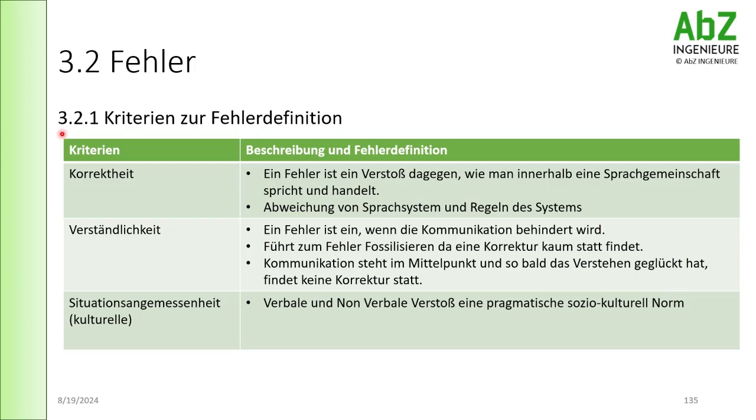We next move on to Kriterien zur Fehlerdefinition. So for classifying something as an error, we have certain criteria, and then I have a short description to say how this becomes an error category. So first is Korrektheit, meaning an error is a violation of a language which is being spoken in a Sprachgemeinschaft.